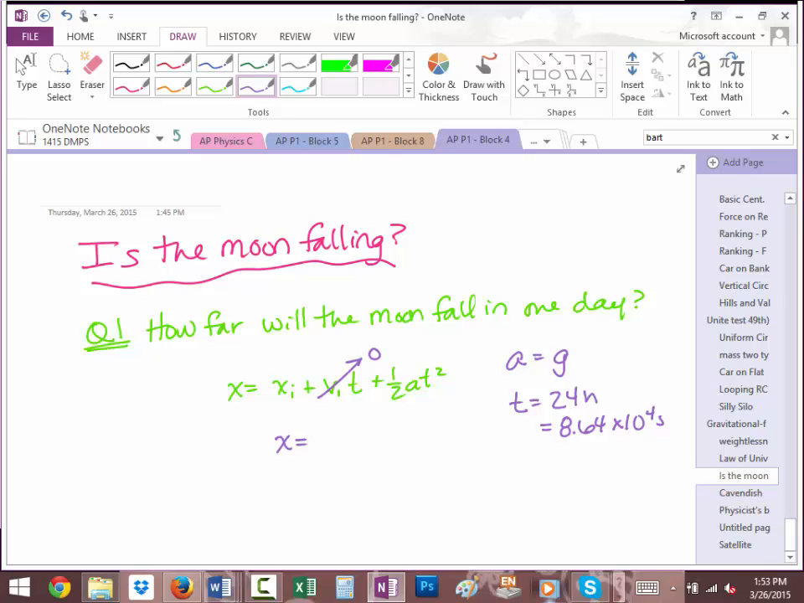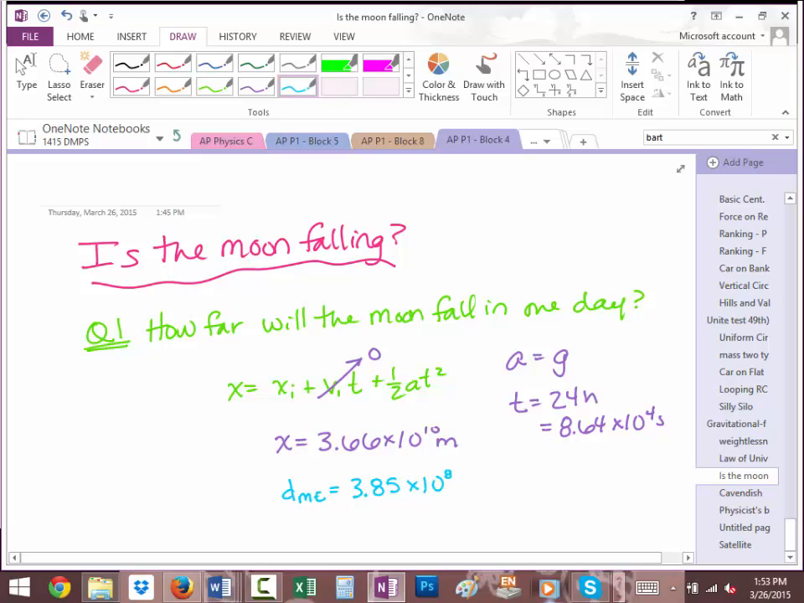Isabel, did you get a number? Yeah. What'd you get? 3.66 times 10 to the 10th meters. Do you guys agree with her? Yeah? Okay, so let me tell you a secret. Maybe it's not so much a secret. We knew it at the time of Isaac Newton. The distance between the moon and the earth is 3.85 times 10 to the 8th meters. What conclusion does that allow you to draw?